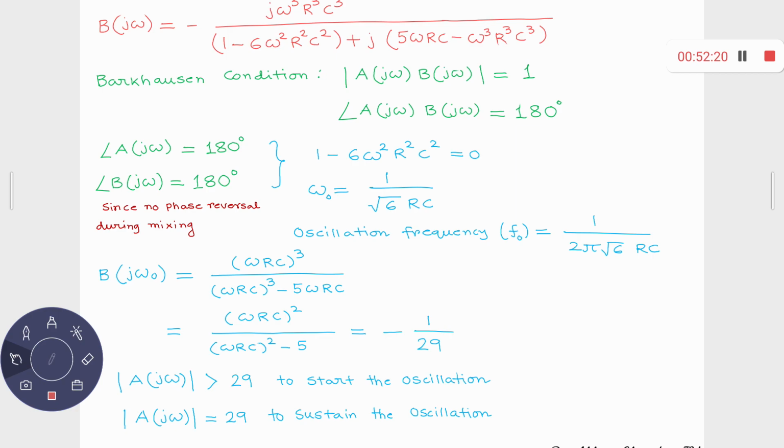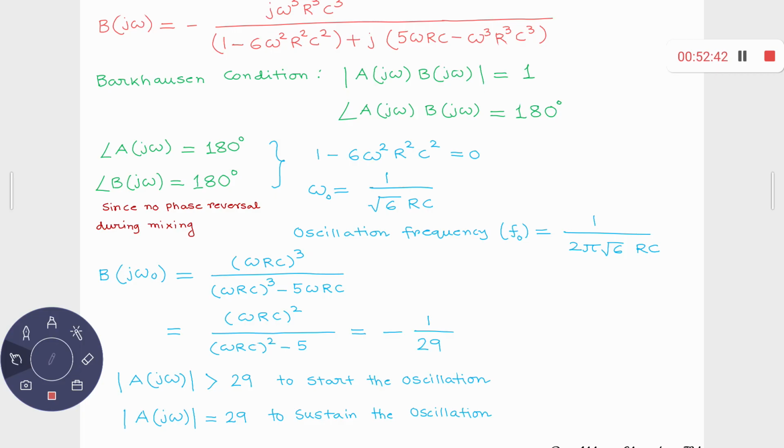Apart from that desired frequency of 1 by root 6 RC, at some other frequencies, what happens? At the other frequencies, this Barkhausen condition is not satisfied. Therefore, since it is not satisfied, you don't have any sustained output at the output of your feedback network. Only at this particular frequency, 1 by root 6 RC, you have the sustained output.